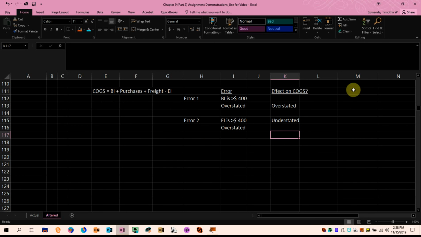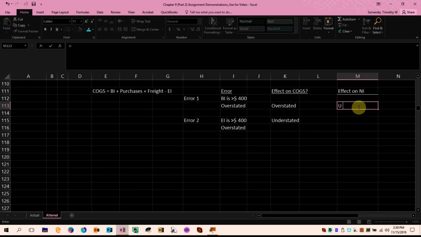Now let's look at the effect of these two transactions on net income. Well, the effect on cost of goods sold will give us a hint here. In the first case, we had beginning inventory overstated by $400. That means we had overstated cost of goods sold by $400. Anytime an expense or cost is overstated, the effect on net income of that error will be to understate net income. If you've overstated an expense, then you've understated net income because you've taken too much out of your revenue. You've netted out too much. So the effect on net income is it's too small.